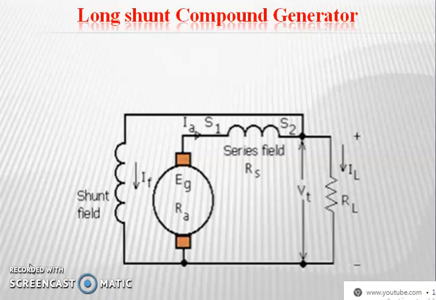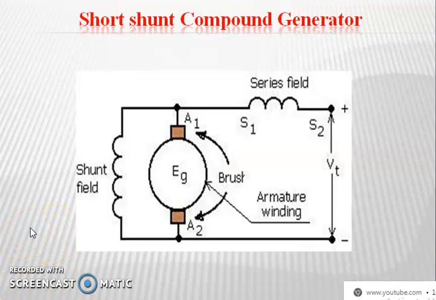Therefore, the shunt current is, as usual, again V by R_sh, where the armature current Ia is equal to the load current plus the shunt field current. So this is the long shunt compound generator. Let us look into the short shunt compound generator.